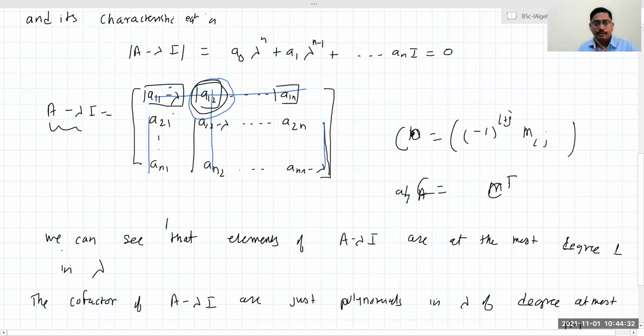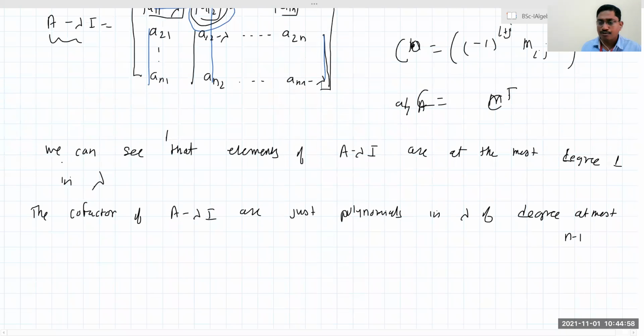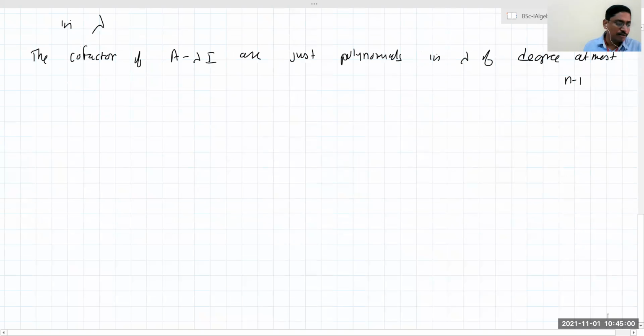So each entry has degree at most n minus 1. It may be less than n minus 1, but that is the highest possible degree of each minor entry, and the minor is multiplied by minus 1 to the power i plus j. That gives the cofactor. If you calculate the cofactor matrix of A minus lambda I, each entry is just a polynomial in lambda with degree at most n minus 1. This is the important observation.